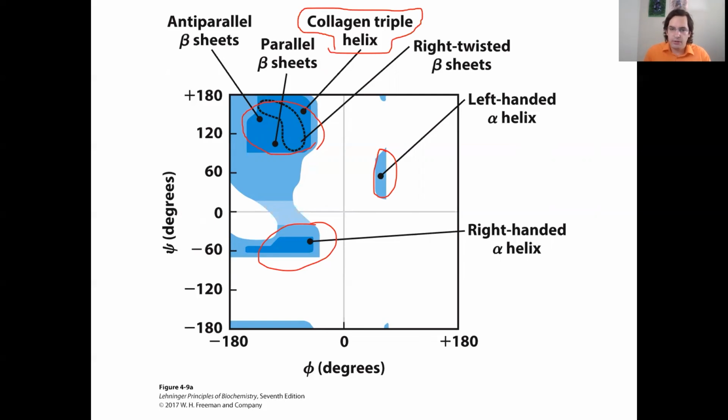I just want to show you generally how that Ramachandran plot corresponds to what types of secondary structures we normally see, right? Again, we have specific phi and psi angles that we can take for our amino acids, and those will correspond to specific regular organized secondary structures within our overall protein or peptide structure.